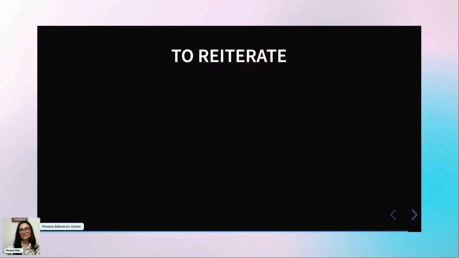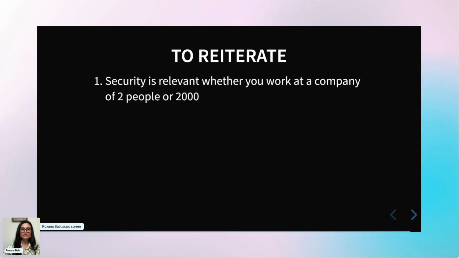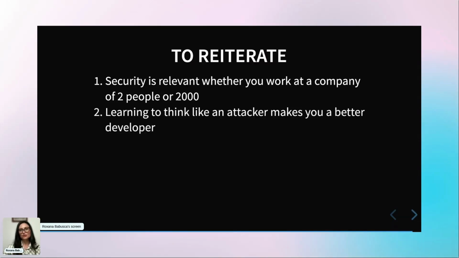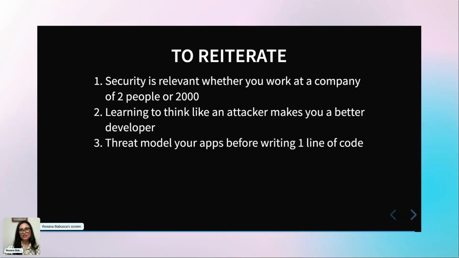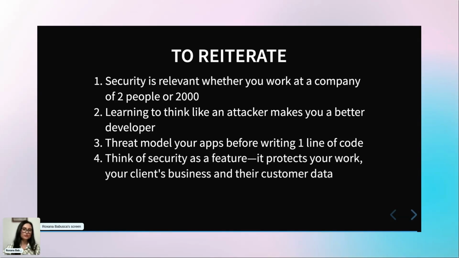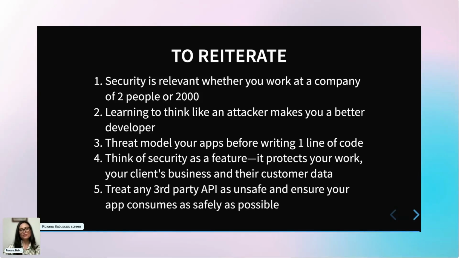Now, to reiterate everything that we've covered in this session, security is relevant whether you work at a company of 2 people or 2,000. Learning to think like an attacker will make you a better developer. Threat model your apps before writing a single line of code. Think of security as a feature. This protects your work, your client's business, and their customer data. And lastly, treat any third-party APIs as unsafe and ensure that your app consumes it as safely as possible.